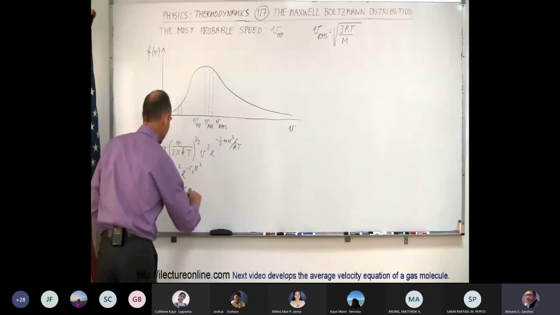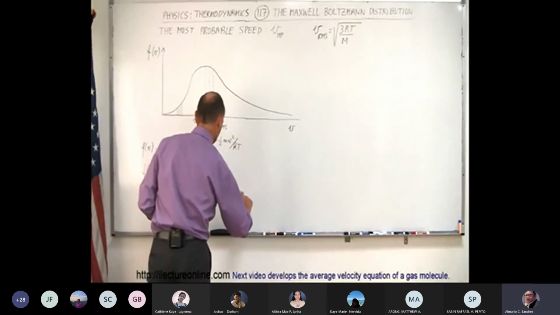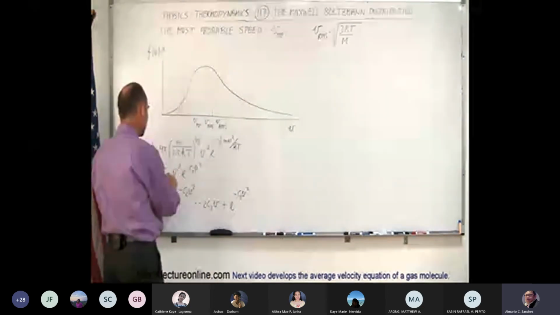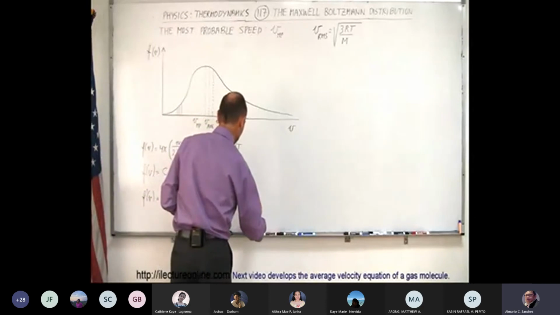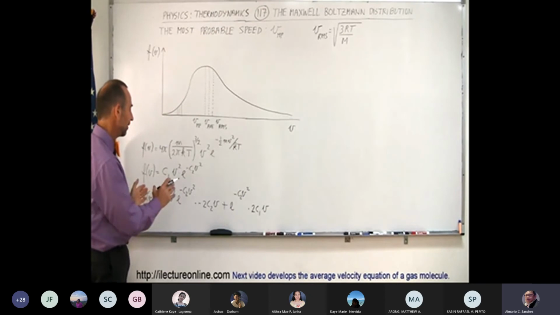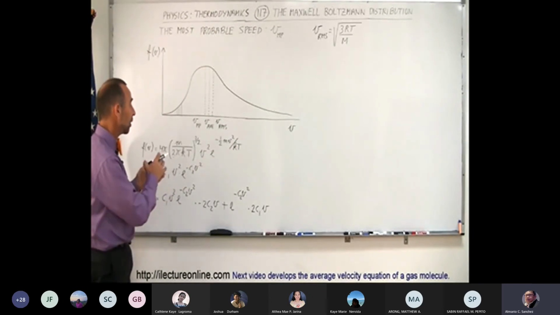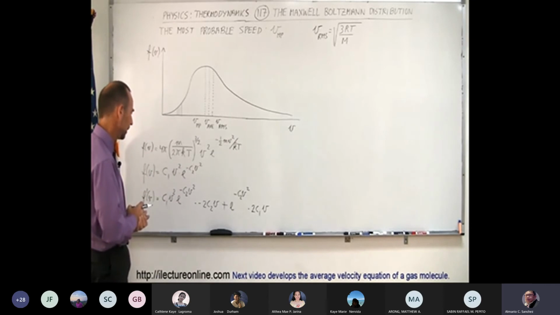v squared times the derivative of the exponent, so times minus 2c2v, plus the second, which is e to the minus c2v squared, times the derivative of the first, which would be 2c1v. So times 2c1v. And now what we have to do with this is set this equal to 0 and solve for v. And that will be the v of the most probable velocity.